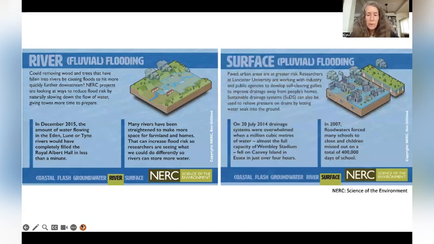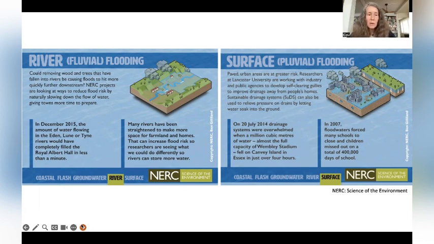So I think it's important first to spend a little bit of time to talk about some techniques and some technical terms. We talk about flooding often in a very generic way, but in fact, we have 5 different types of flooding, and we really need to know which kind of flooding we're talking about when we use the word.